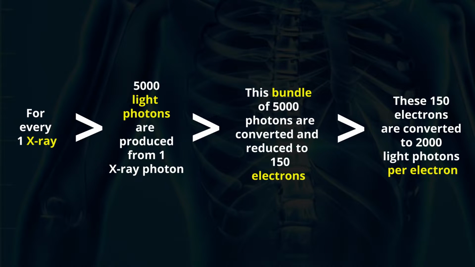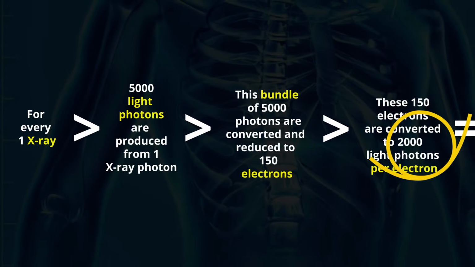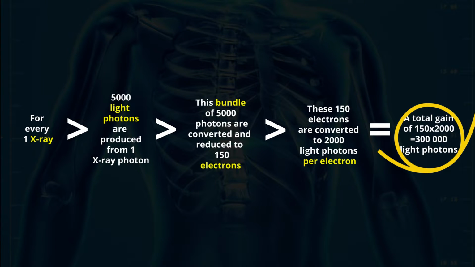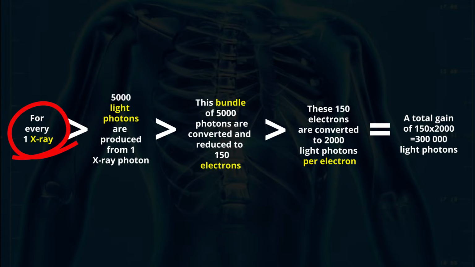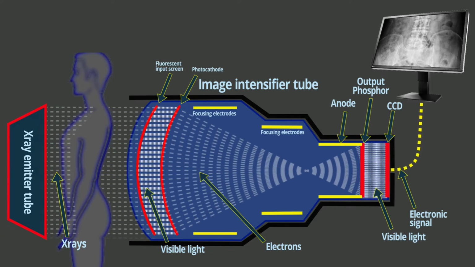To recap, one single X-ray photon is converted to 5,000 light photons. This bundle of 5,000 photons are converted and reduced to 150 electrons when it passes the photocathode. These 150 electrons are converted to 2,000 light photons per electron, thus in the end a total gain of 300,000 visible light photons are produced. The conversion of one incident X-ray photon to 300,000 light photons at the output phosphor layer is part of the flux gain achieved during the conversion of the energy beam through the various layers of the tube.